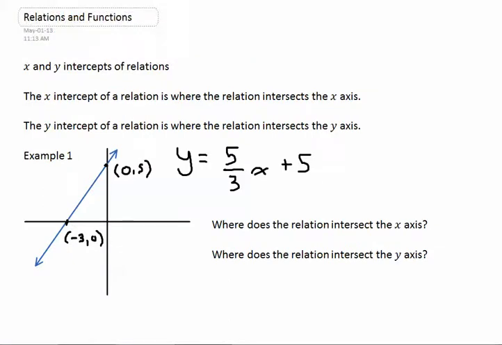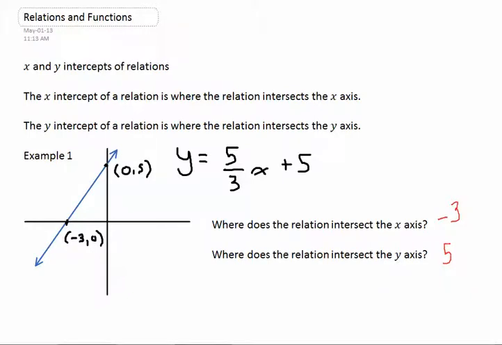This is at -3. Okay, where does it cross the y-axis? So it has an x-intercept, or an x-intersection of -3, and it has a y-intercept of 5. So on a graph, it's really easy to see where it intersects the y-axis and x-axis. We just have to see where it crosses the axes.